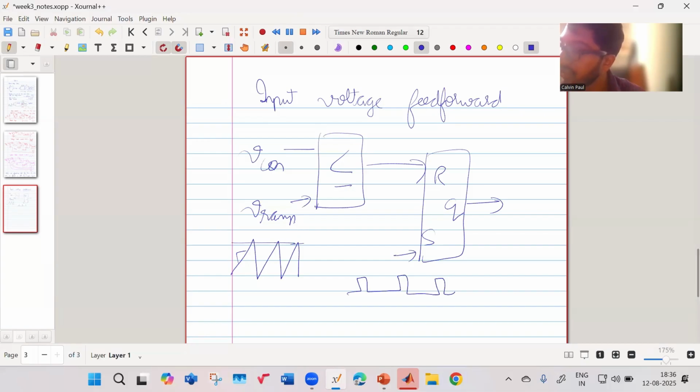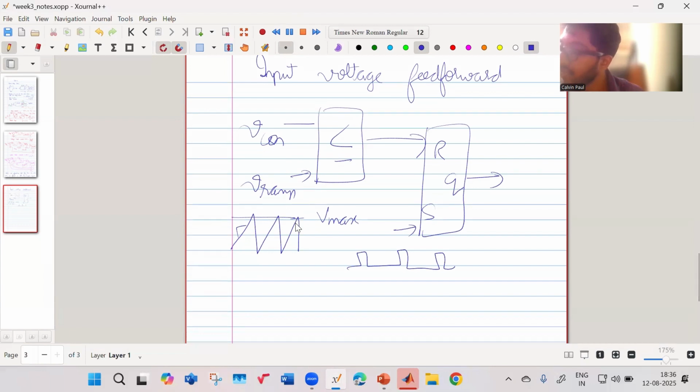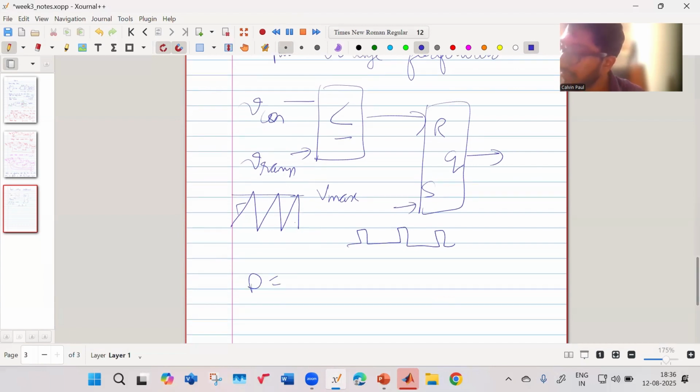So what they do in this case is, this has some maximum value, Vmax. Effectively, the duty which is generated is Vcon by Vmax, and it will have some slope. That slope is actually Vmax upon T, but we consider that starting from 0. This is the slope M. Now, they change that slope depending on the input voltage.